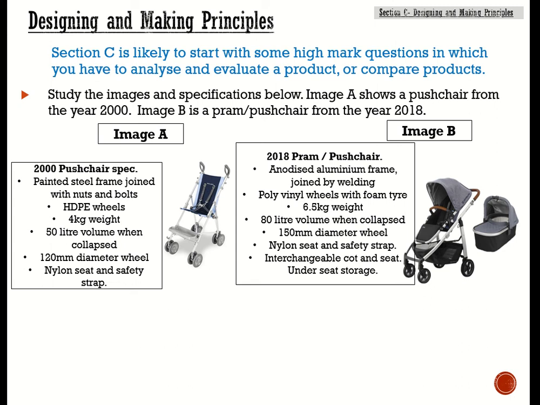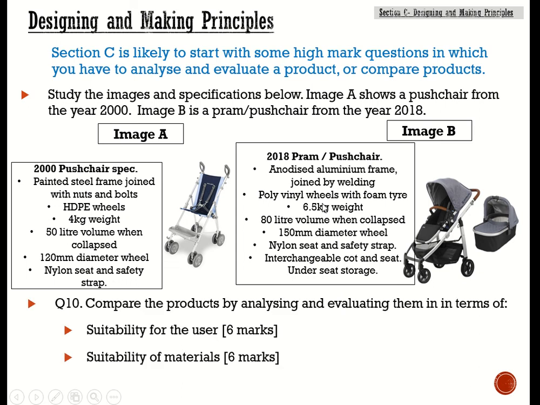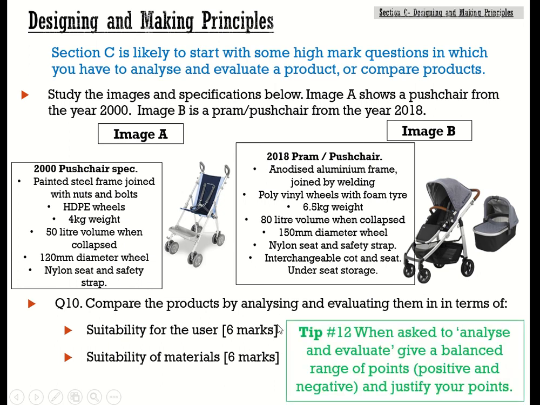Lots of information. Right, we're going to have to obviously make reference to as many of these points as we can. The question is to compare the products by analysing and evaluating them in terms of their suitability for the user and suitability of materials. Notice there are 6 marks, so we're going to have to make multiple points here and justify them. That is the tip. And number 12, when asked to analyse and evaluate, give a balanced range of points, positive and negative, and justify your points.